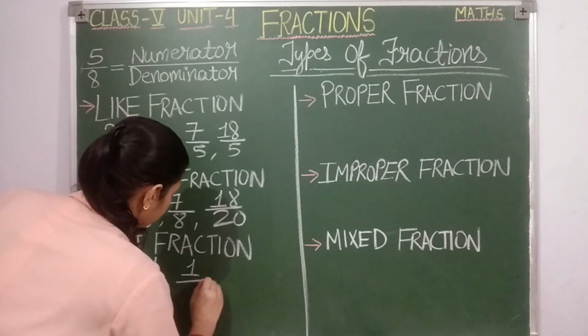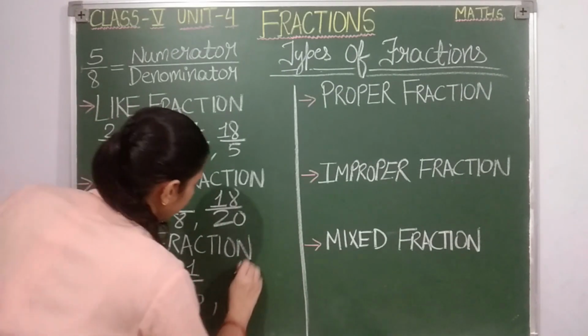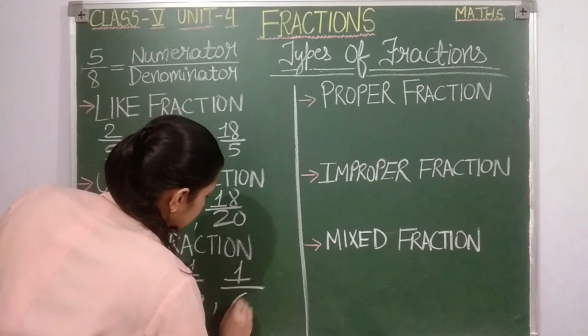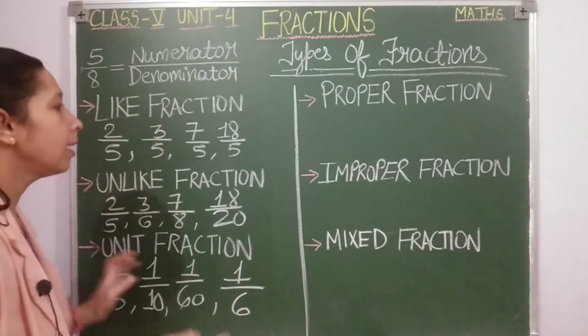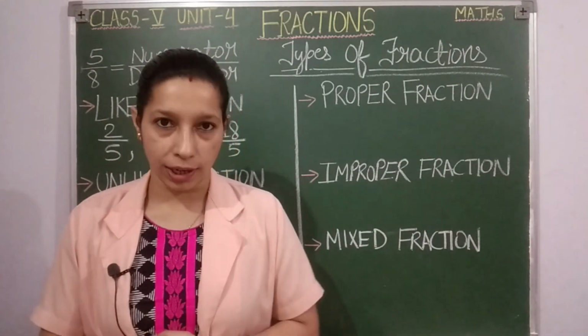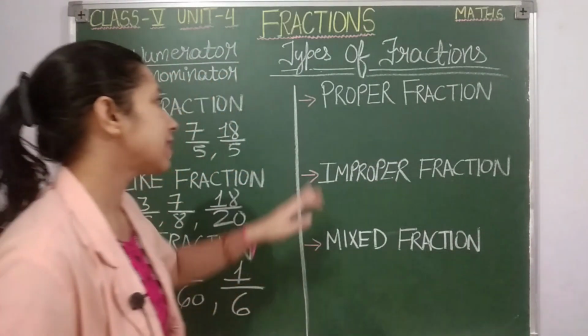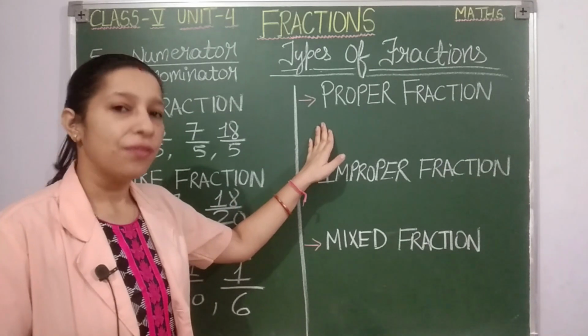1 upon 60 or 1 upon 6. Here you can see each and every fraction has the numerator as 1. So these are unit fractions. Clear students? Okay, next type of fraction is proper fraction.